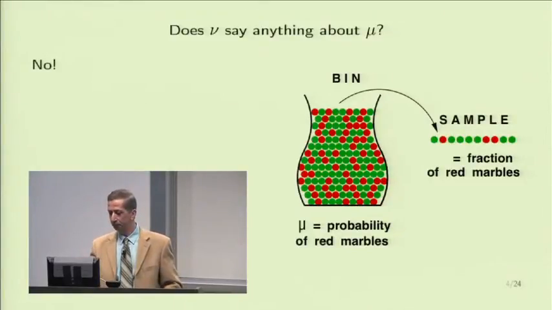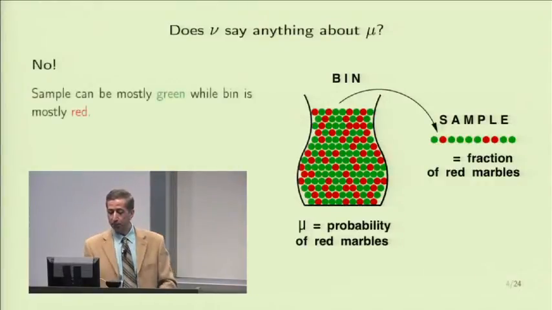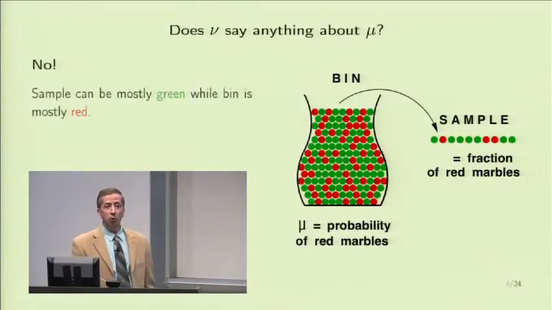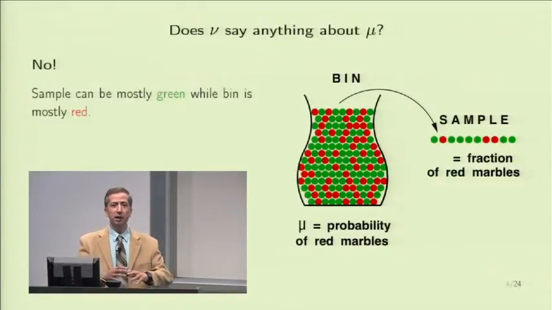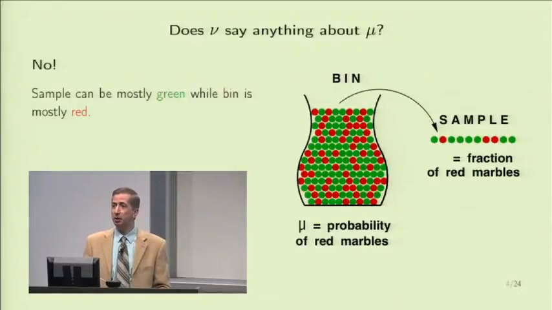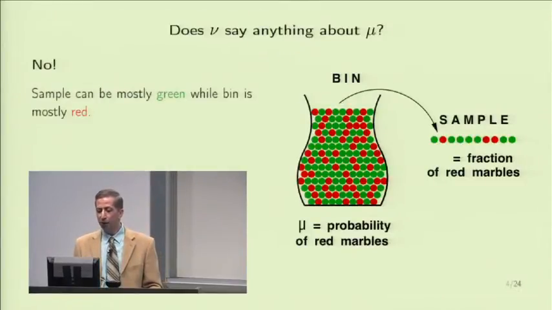Why? Because the sample can be mostly green, while the bin is mostly red. Anybody doubts that? The bin could have 90% red, and I pick 100 marbles, and all of them happen to be green. This is possible, correct? So if I ask you what is actually mu, you really don't know from the sample. You don't know anything about the marbles you did not pick. Well, that's the short answer.